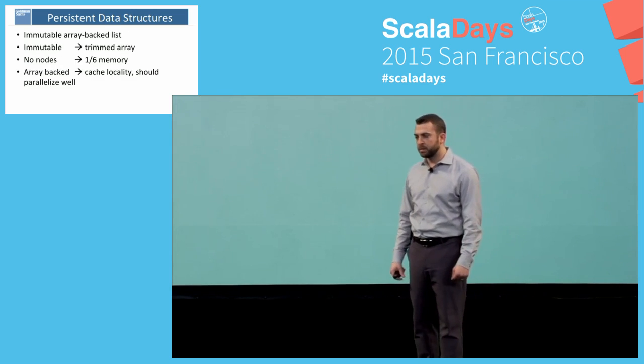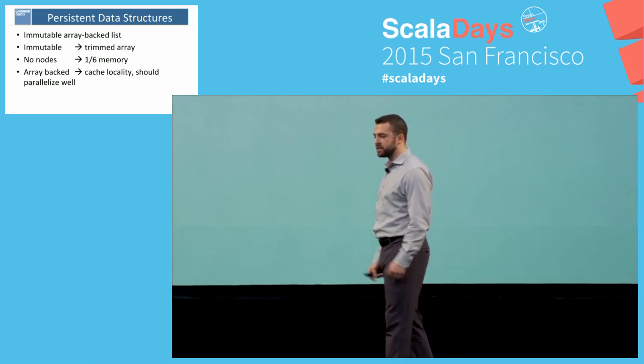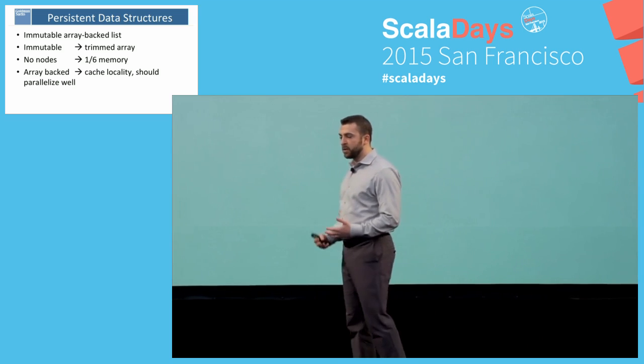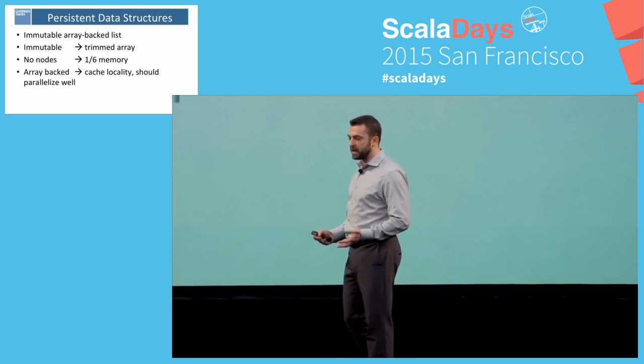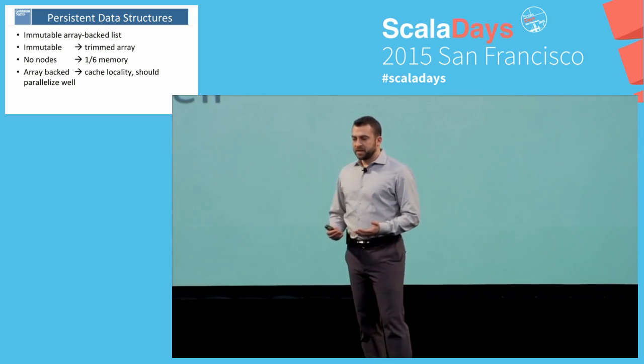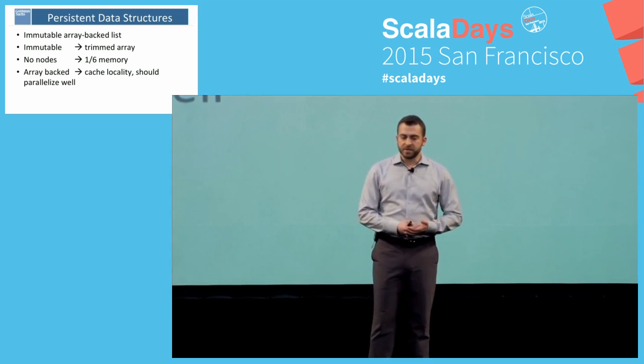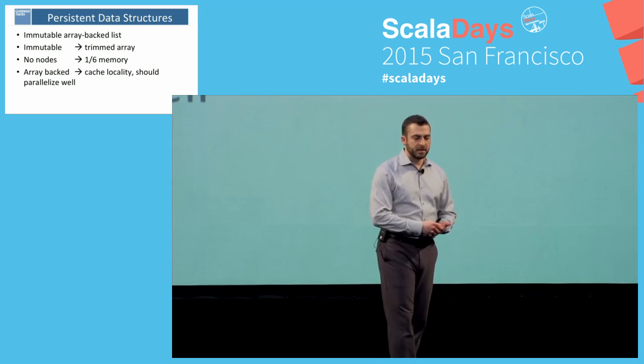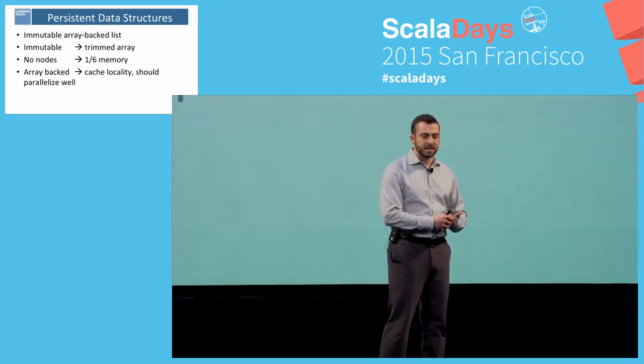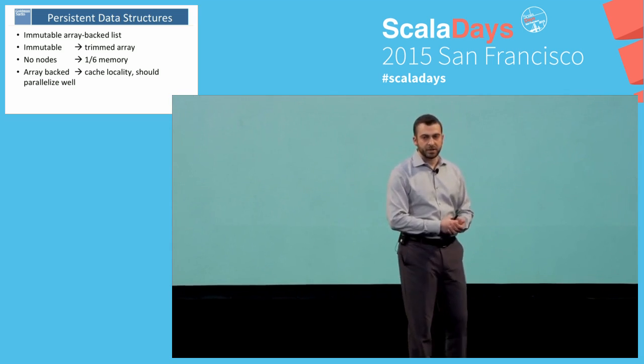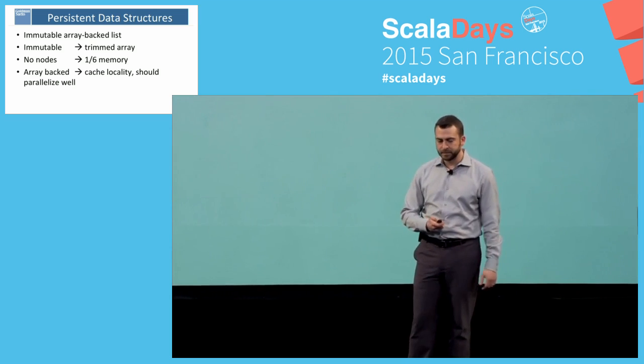So I mentioned that the immutable list in JS Collections is just array backed. Since we know it's not going to grow, it's a trimmed array. Compared to linked list nodes, an array just uses 1/6 the memory. And of course we can support random access, we're going to have good cache locality, and it should parallelize well, most importantly.